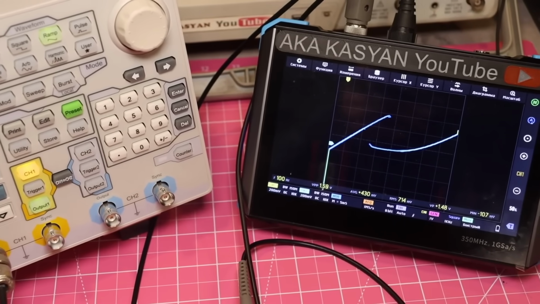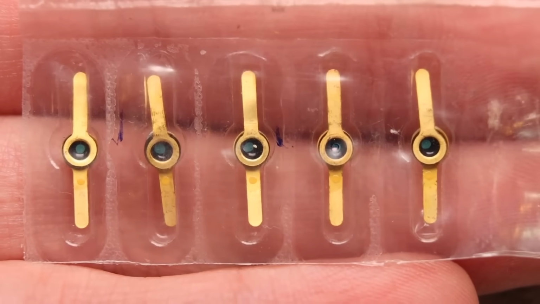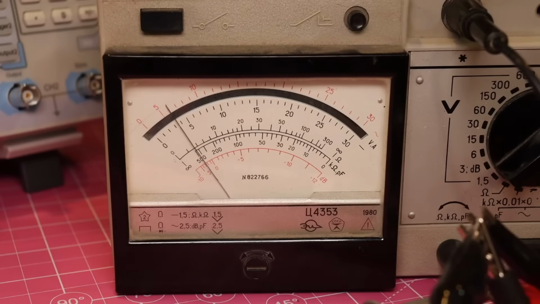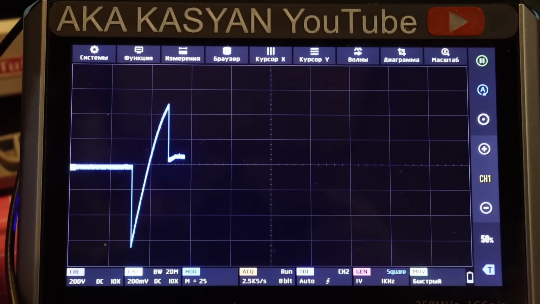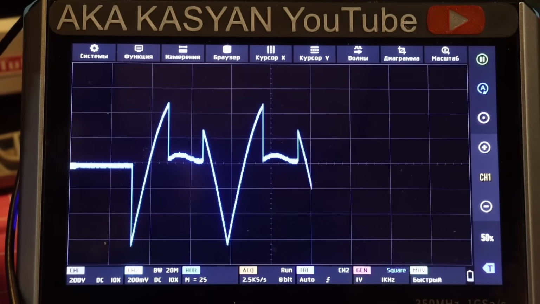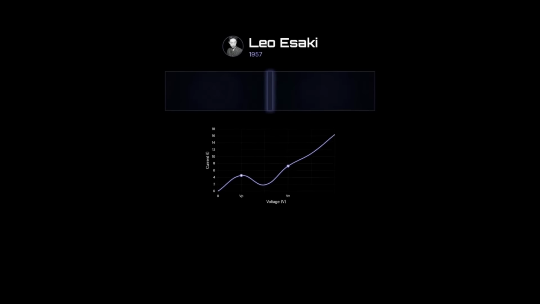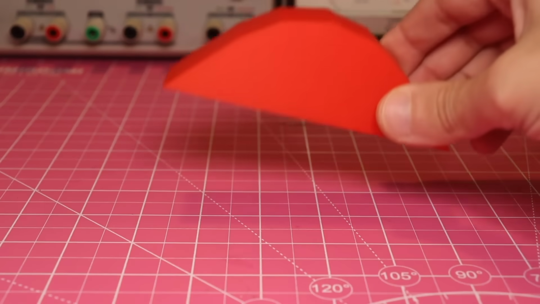Today, I'll try to immerse you in the nature of this fascinating phenomenon. Without overloading you with theory, I'll do my best to explain why this component is so unique and how it works, where it is used, why it was created, and I'll also show how it works with a real-life example. So how does the quantum Esaki diode work? Let me start right from the beginning.